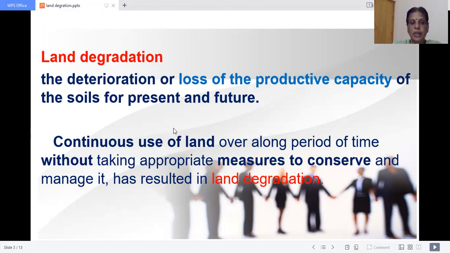Even if you use it continuously, you have to take appropriate measures to conserve the fertility and quality of the soil. But you are not doing that. Continuous use of land without taking appropriate measures to conserve and manage it results in degradation. If you are cultivating the same land continuously, you have to add manure, plough the field, and fine tune the soil. This is not being done, without manuring, without ploughing the field.